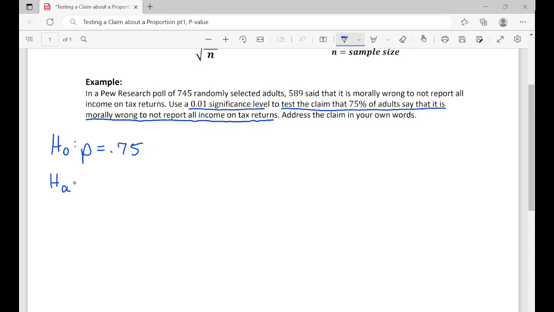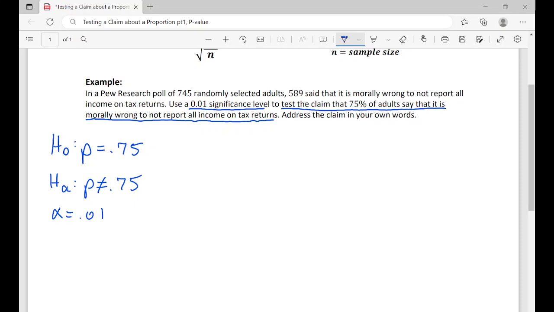And the alternative is going to be p, and it says to test the claim that 75% of adults say that it is morally wrong not to. So it doesn't say anything about more or less, it just says not to. Either it is 75% or it's not. So we're going to say that our alternative is not equal to 0.75 with an alpha value of 0.01.